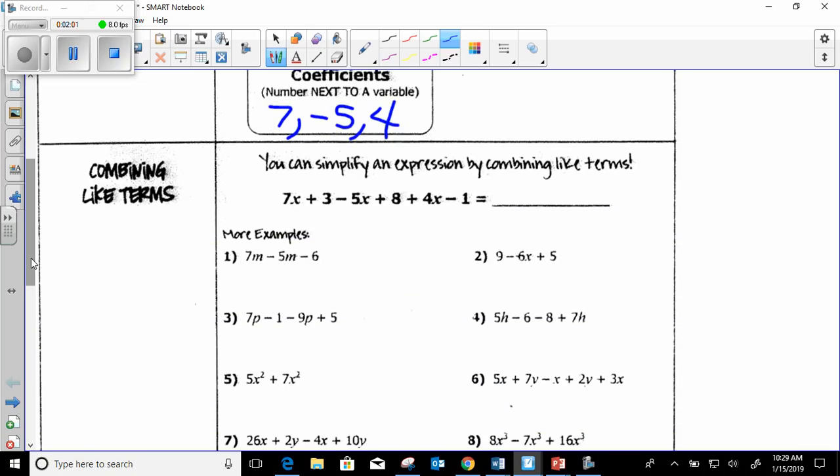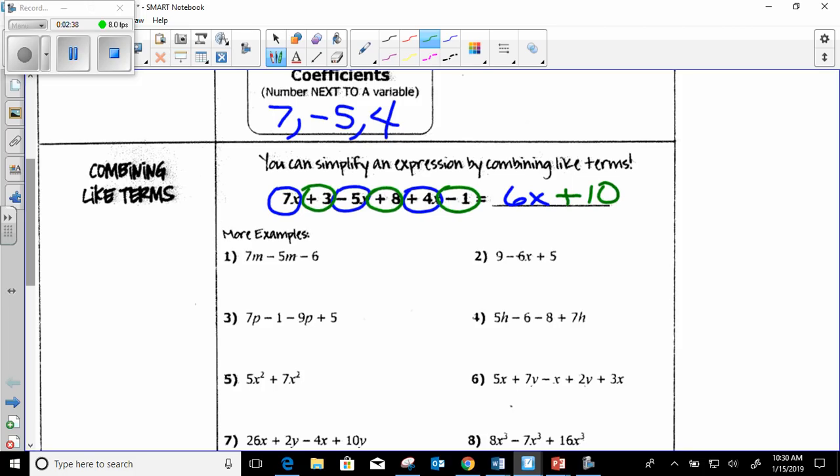So, combining like terms. You can simplify an expression by combining like terms. So like we did before, I'm going to circle the 7x, the negative 5x, and the positive 4x. And when I do that, 7 minus 5 is 2, plus 4 is 6x. Going to use another color for my constants. So I have 3 plus 8 minus 1, and that gives me a positive 10. And that's your answer.